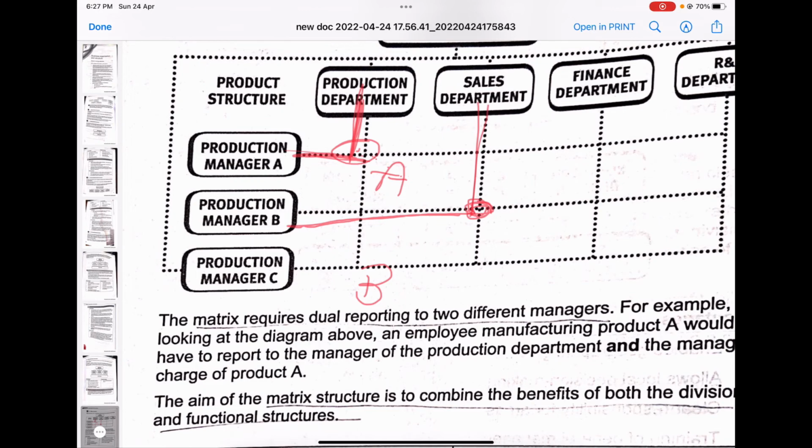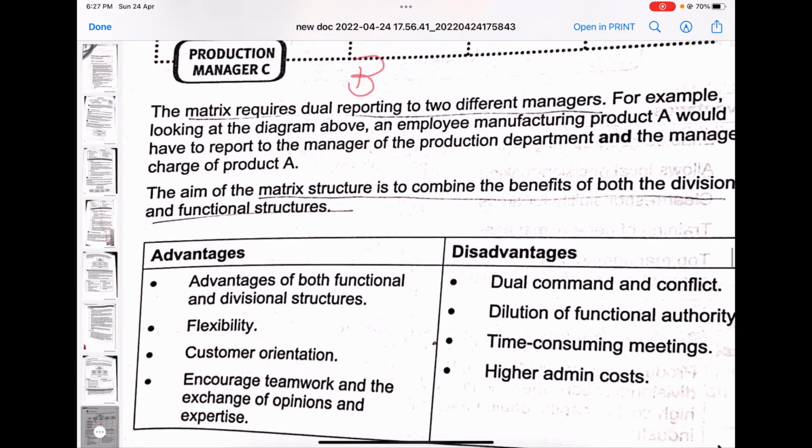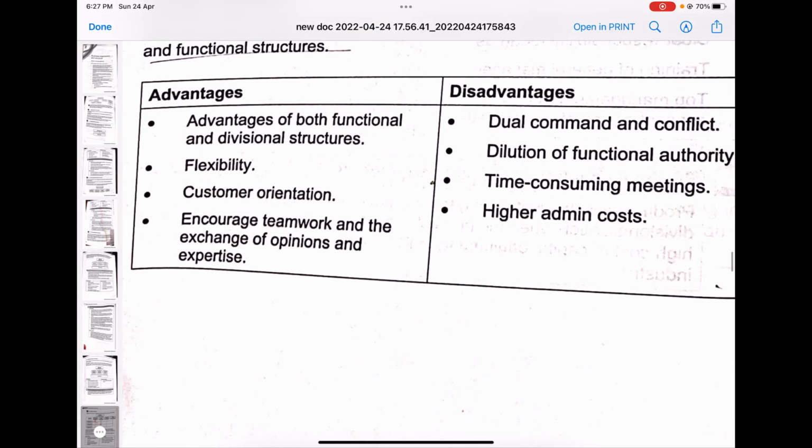Moving on, the matrix requires dual reporting to two different managers. For example, looking at the diagram above, an employee manufacturing product A would have to report to both, as we've just decided. The aim of matrix structure is to combine the benefits of both the divisional as well as the functional structures. So we get the advantages of both of them. Moving on to whatever we've done so far. Advantages. So advantages of both. So what are the advantages? Since it's a combination of both the product as well as the functional structure, the advantages of both the functional structure and the divisional structure are there.